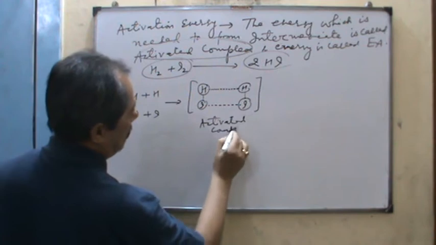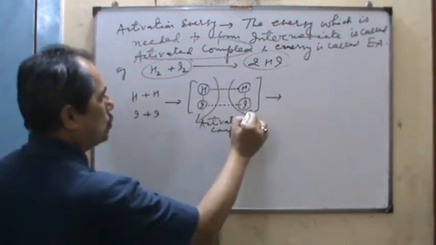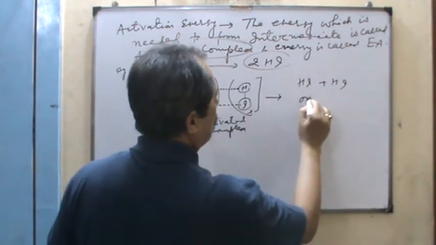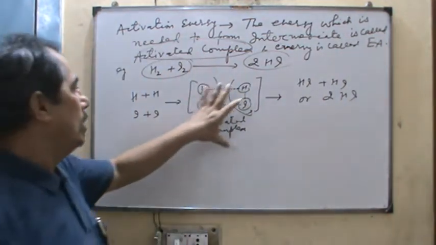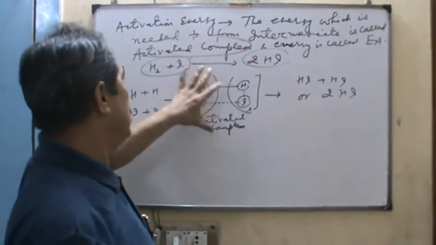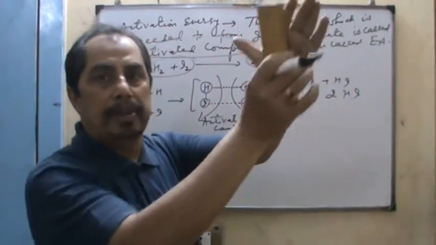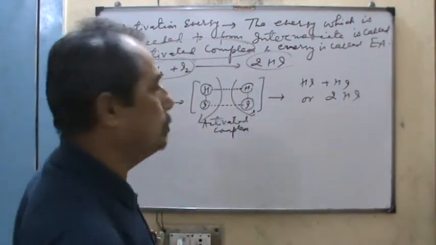Activated complex. And after that, it is going to break into H2 plus I2, or you can say 2HI. Activation energy means the minimum energy needed to form the activated complex. Then the product is formed.